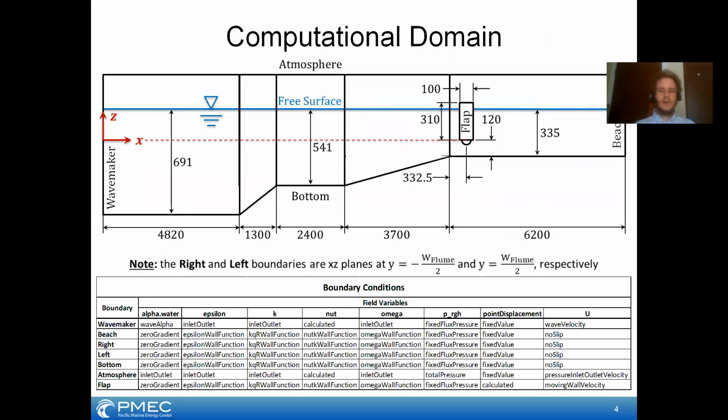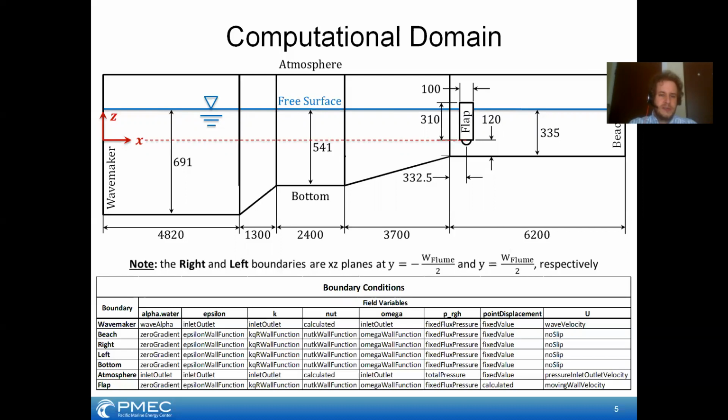To kind of demonstrate what our domain is here, we've got the same sketch as before, except here we're kind of illustrating what boundary names are. So we got the atmosphere, we got the bottom, wave maker at the left, and the beach at the right. And at the bottom here, we've got a very detailed list of all the boundary conditions used, but essentially all solid surfaces like the bottom and the flap are a no slip type condition. And the atmosphere is like an inlet outlet condition.